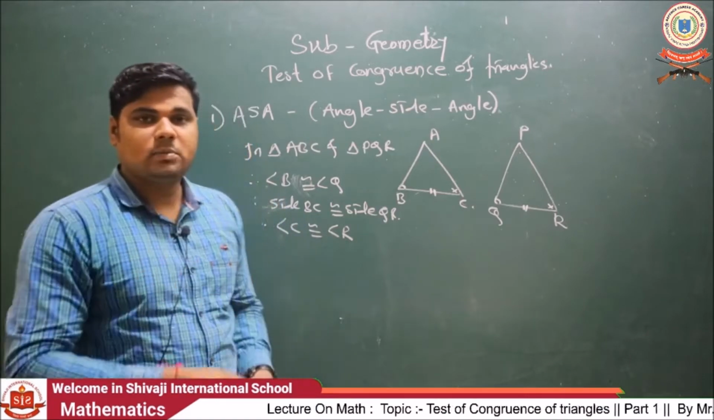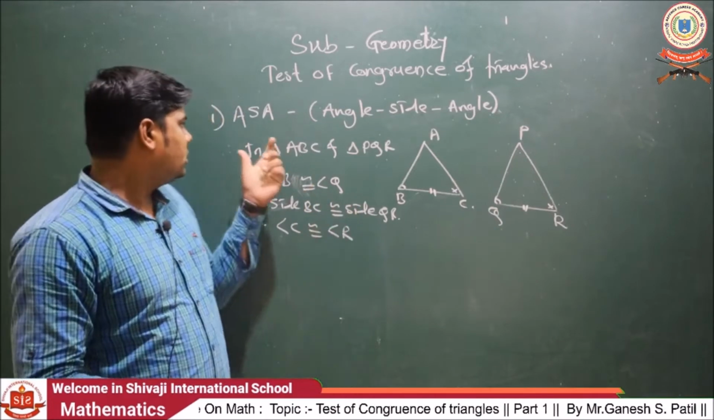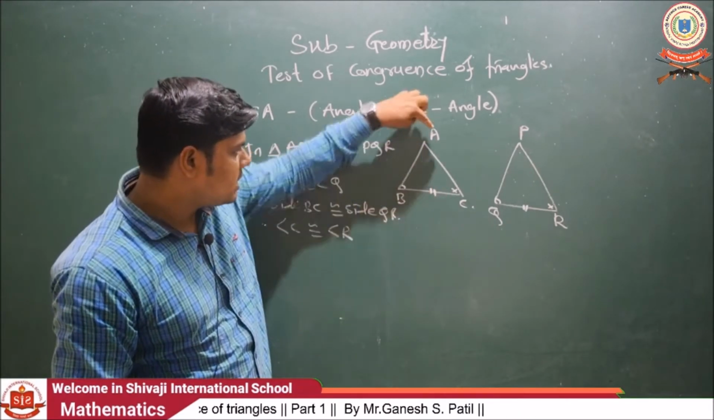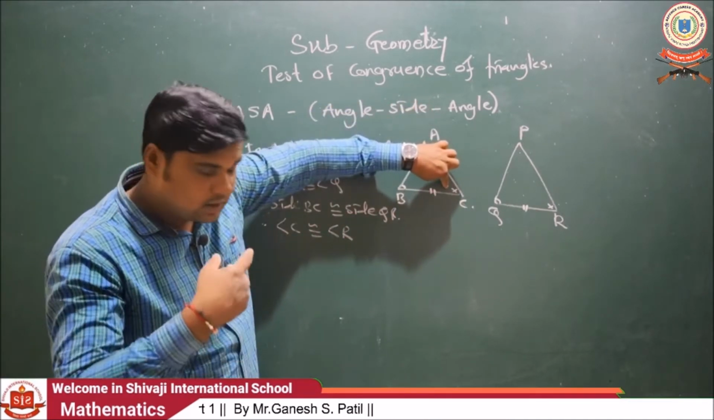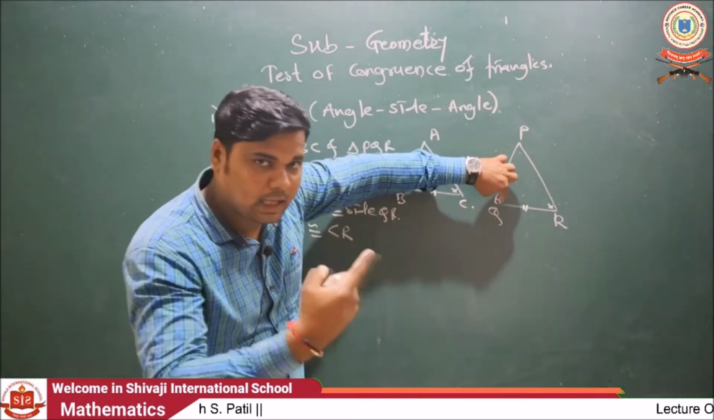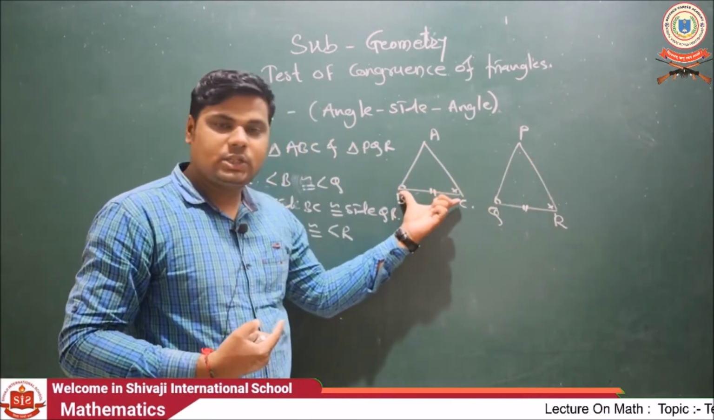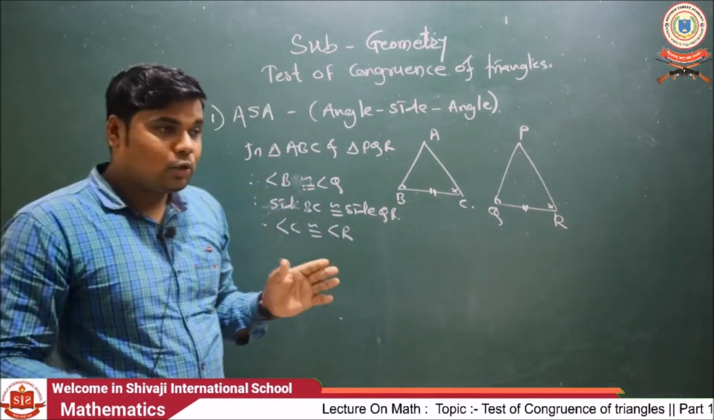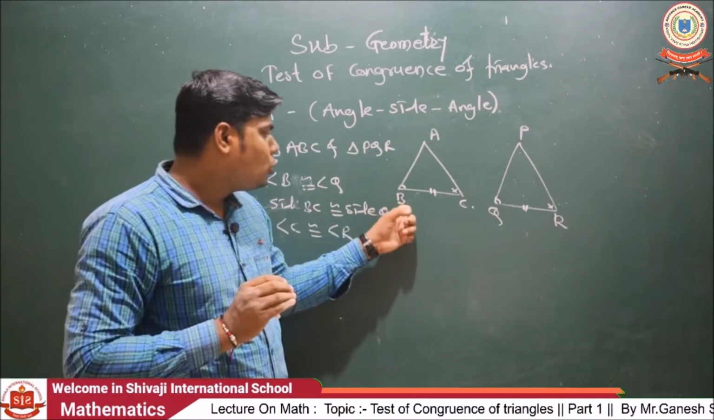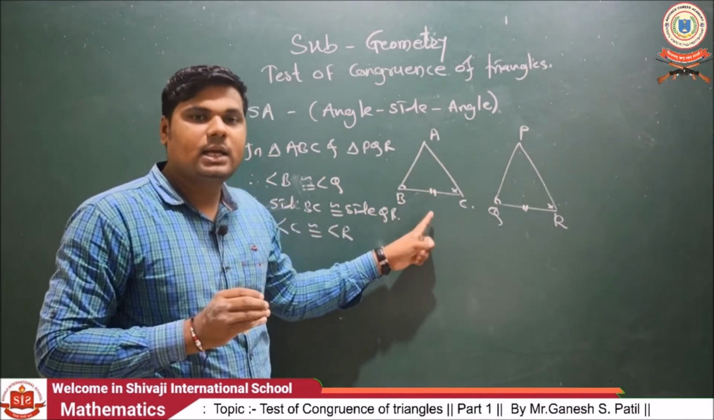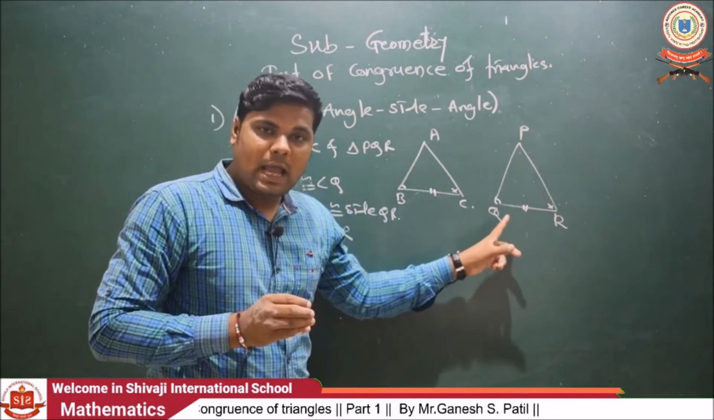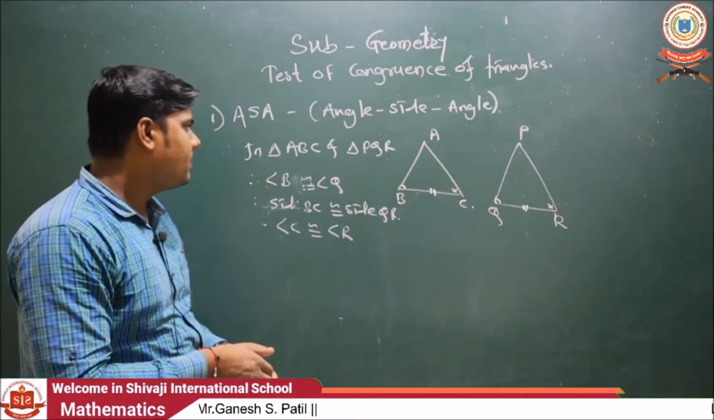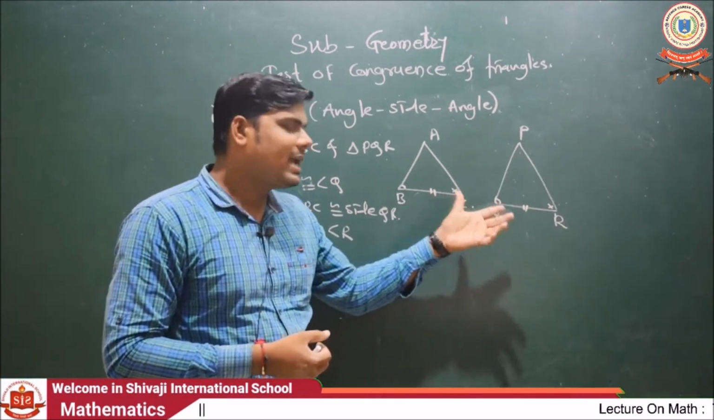But the statement of the given test is: the corresponding angles B and C in triangle ABC are congruent to the corresponding angles Q and R in the other triangle. That means two angles and the included side of one triangle are congruent to the corresponding two angles and included side of another triangle. Then these two triangles are congruent by the ASA test, meaning the angle side angle test.